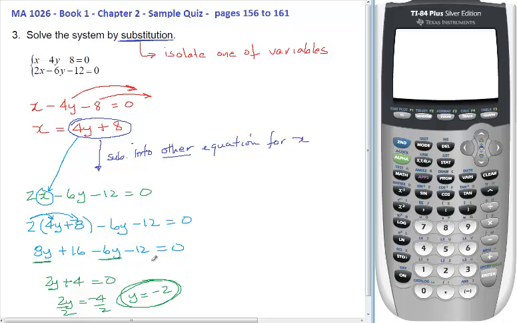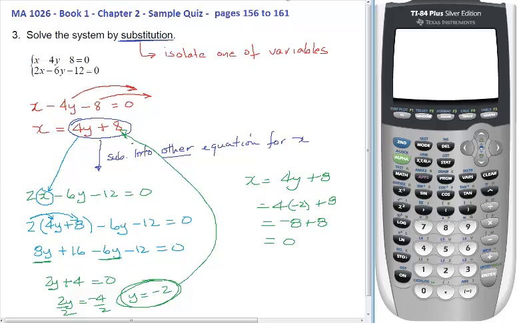So I have one of them. Now how do I get the other one? I substitute this back into 3 possible places. I could put it back in here, where I've already got x isolated, or I could put it back in here, or I can put it back up in the other equation. The simplest place is where it's already isolated, the very first one I showed you. So I put this in to solve for x: 4 times negative 2 plus 8. I get negative 8 plus 8, which gives me 0 for x.